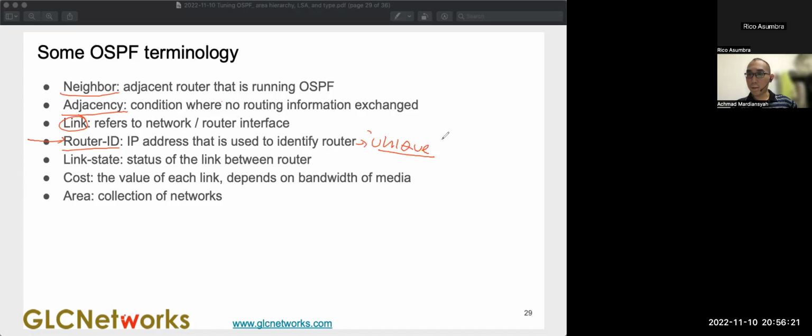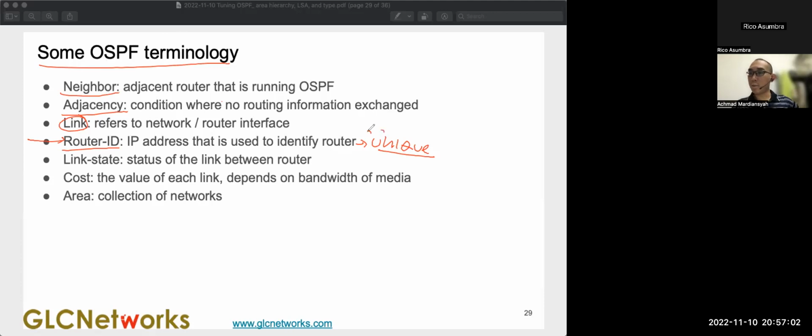I think your slide is stuck. Really? So my slide here is OSPF terminology. Can anybody see this? Hello. Okay, so everyone can still see the slides.